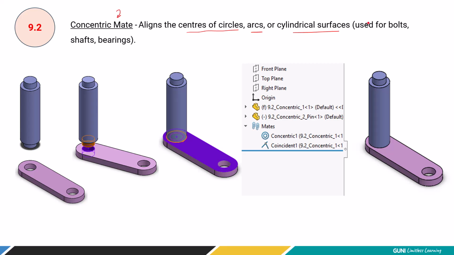Now where are they basically used? They are used for assembly of bolts, shaft and bearing. In general, when you want to assemble the circular shape, you require to use this concentric mate. Here in this exercise, we are going to make these cylindrical surfaces concentric, and then we are going to have a coincident mate between this bottom surface and this top surface.